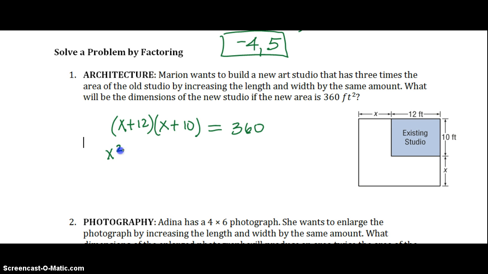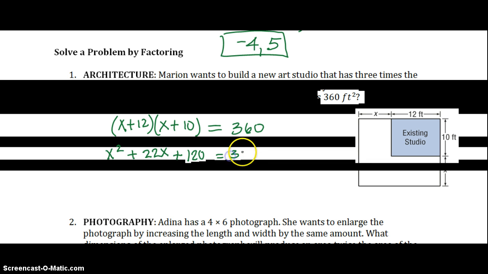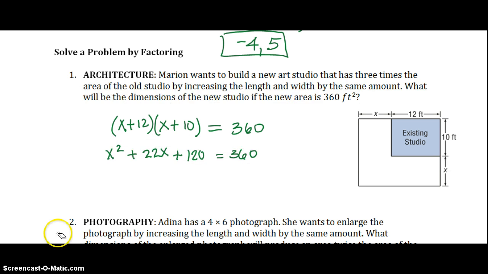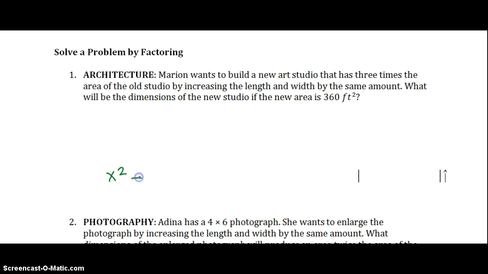So when we do the FOIL method, we get x squared plus 22x plus 120 equals 360. And we're going to need to factor, or actually let's bring our 360 over. So x squared plus 22x, and when you subtract 360 from 120, we have a negative 240 equals 0.